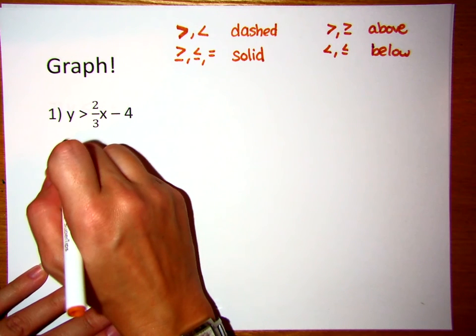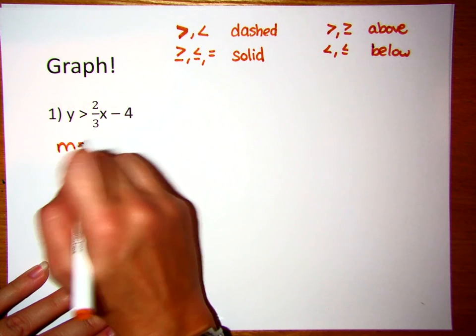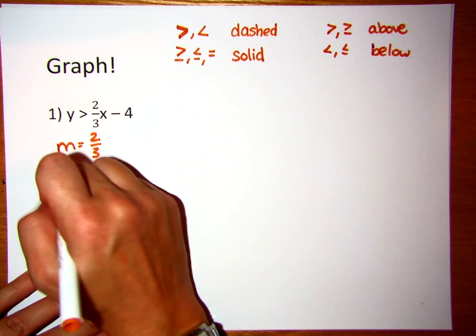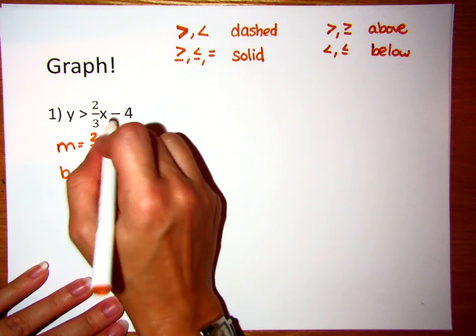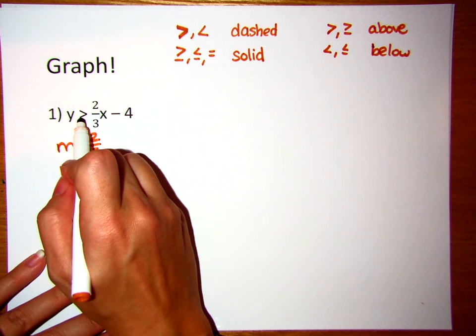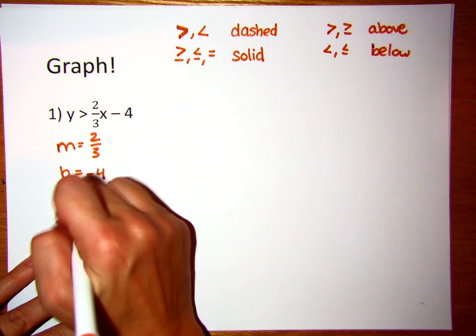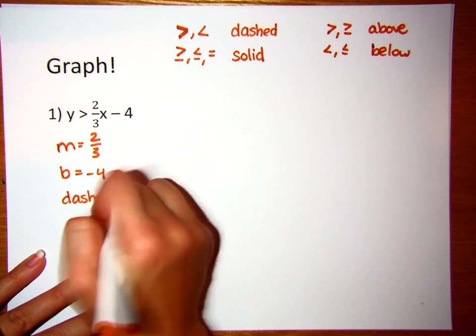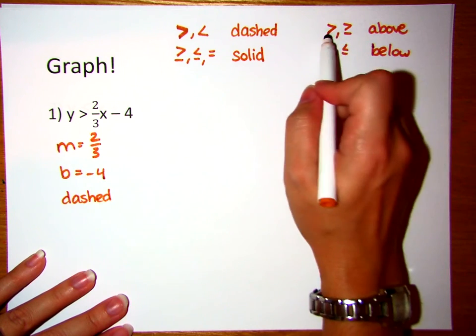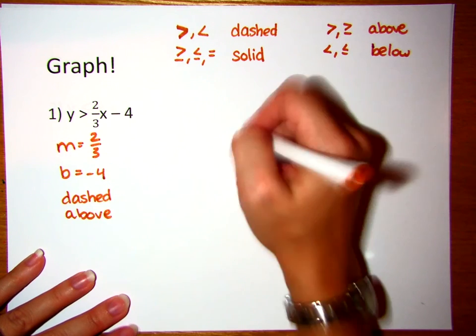We see that we have our y = mx + b, so our m is positive 2/3, and our b, our beginning point, is -4 here. Look at this symbol. According to this chart, we're going to have a dashed line, and because it's a greater than symbol, we're going to be shading above. That's everything we need to know to graph this.